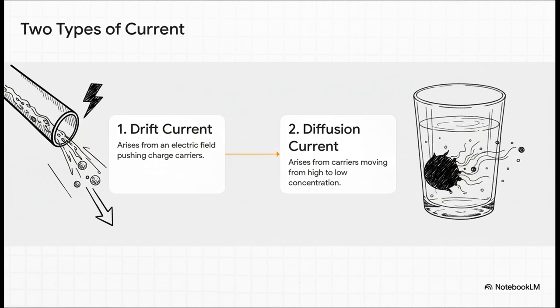The second way is called diffusion current. This one's a little different. It happens all by itself when you have a bunch of charges crowded together in one spot. They just naturally want to spread out, to move from high concentration to low concentration. It's just like watching a drop of ink spread out in a glass of water.